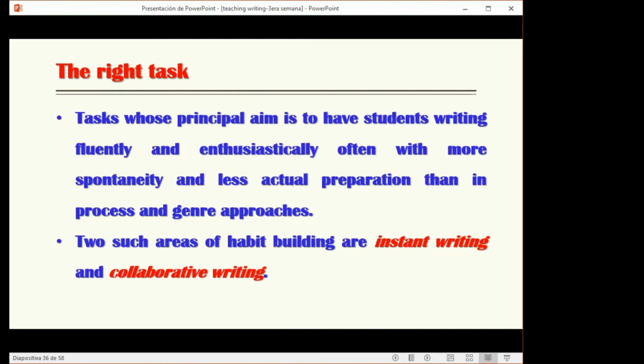Spontaneous. Notice, spontaneous. Writing in different genre approaches. Two such areas of habit building are instant writing and collaborative writing. So two ways that we can make our students more participant and more fluent in the process of writing are instant writing and collaborative writing.